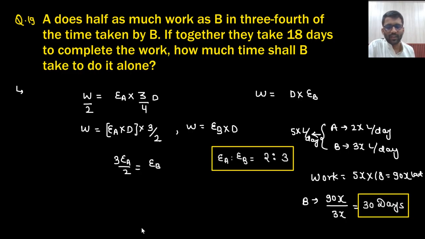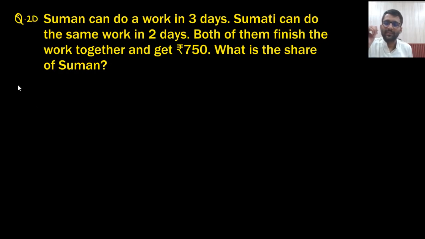Very simple problem. First we got to know the relation of efficiency. Then both combined are eating 5x laddu, and it is taking them 18 days. That means the work is eating 90x laddu, and B can eat 3x laddu per day, so in 30 days B will be able to do it. Let's see the next one. There are 60 problems, so it would take another 2 hours, I guess.